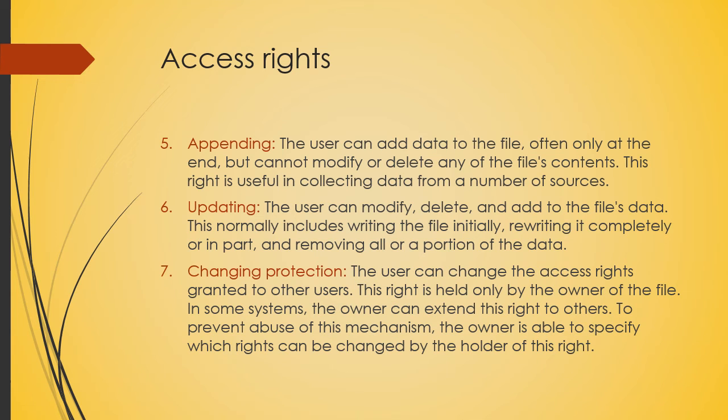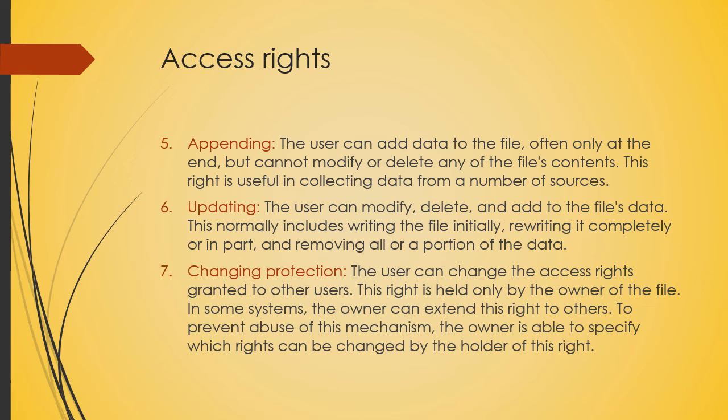Changing protection. The user can change the access rights granted to other users. This right is held only by the owner of the file. In some systems, the owner can extend this right to others. To prevent abuse of this mechanism, the owner is able to specify which rights can be changed by the holder of this right. Suppose that I created a file ABC. I am the owner of file ABC. I can grant access to this file to anybody else in the system.